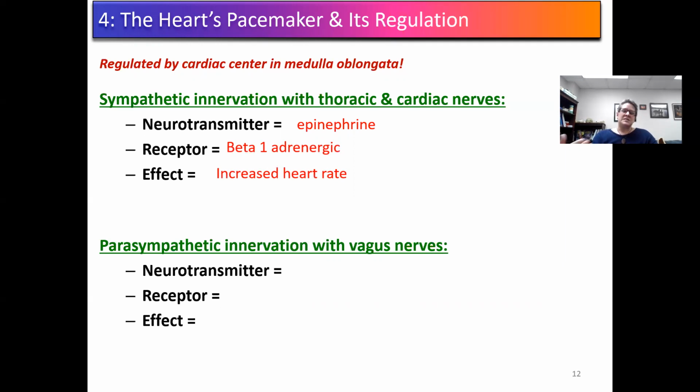Now, under rest and digest or parasympathetic control with the vagus nerve, the neurotransmitter for that is acetylcholine. And the receptor on pacemaker muscle cells is muscarinic cholinergic. Now, what happens when this receptor is bound? It opens up potassium channels, and that causes the heart rate to go down.